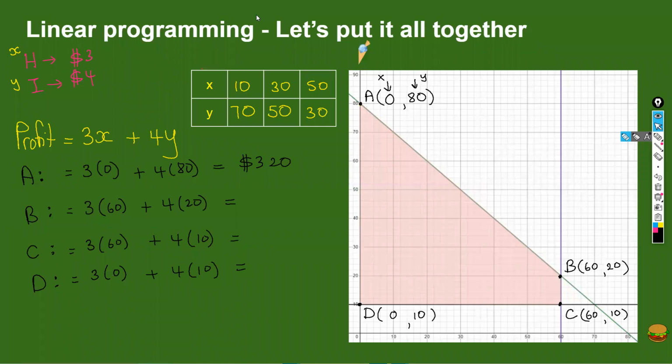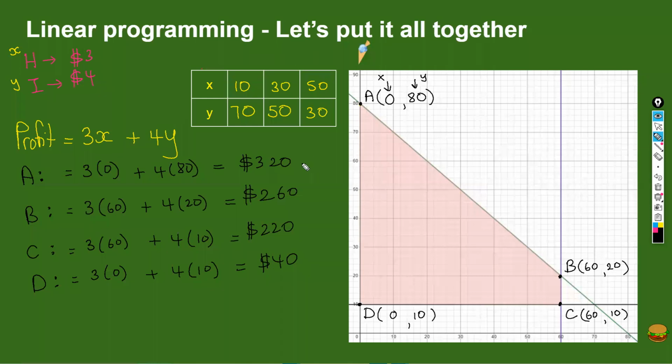All right, so let me work this out. 3 by 60 plus 4 by 20. Oh, we get 260 here. I guess you all are correct. So we gain 260 here. What do we gain here? 3 by 60 plus 40, that is 220. And the last one, can you all agree with these values?